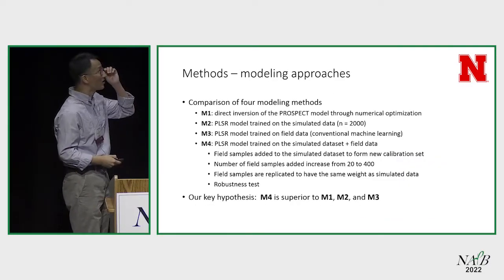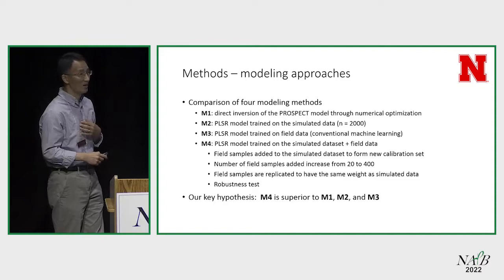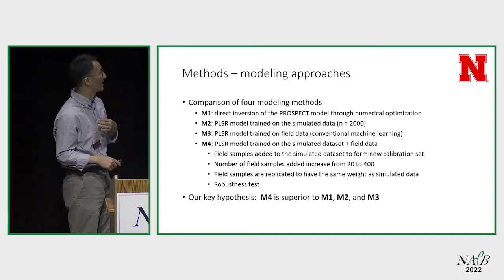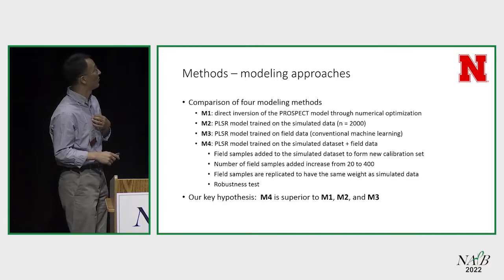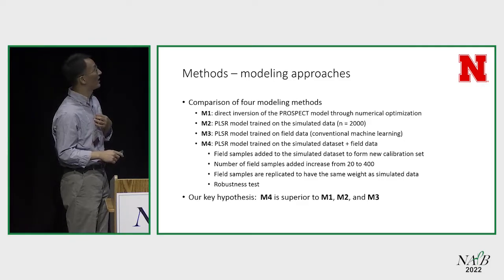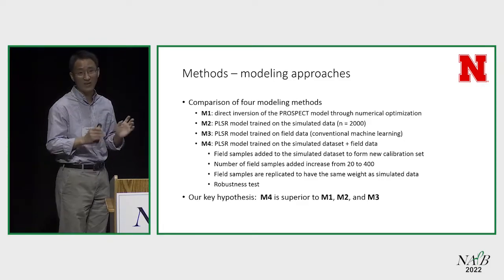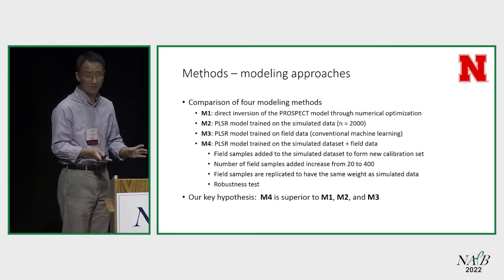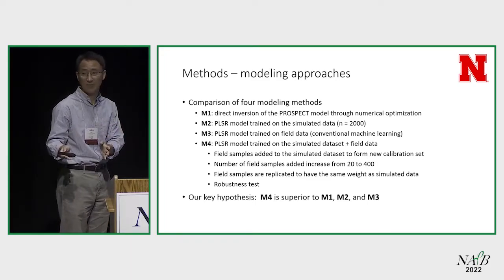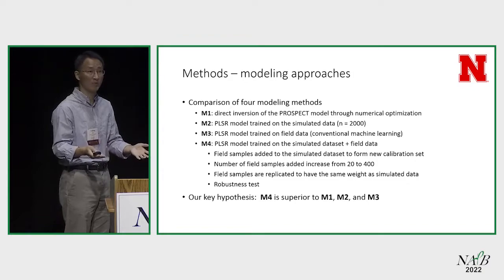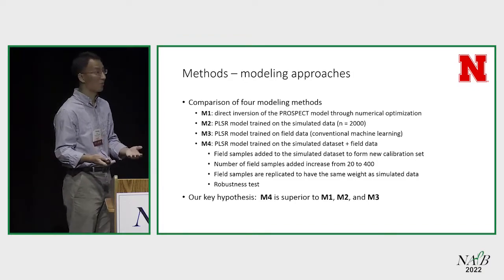And then we also look at the different modeling approaches, and this is where the slides get cluttered with a lot of information. The first one really is a direct inversion. Like I said, we can just run the model in the backward direction. We have the field spectra, and we apply the models to come up with the variables we want.